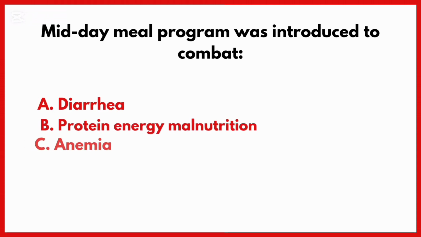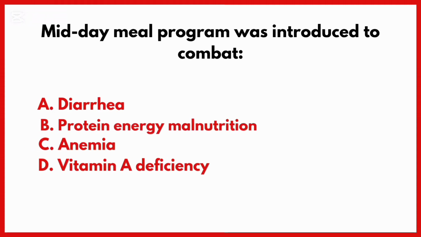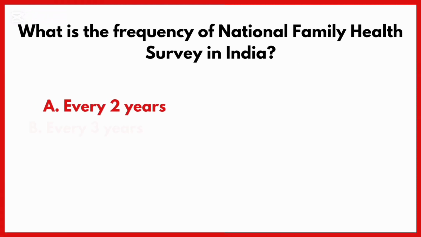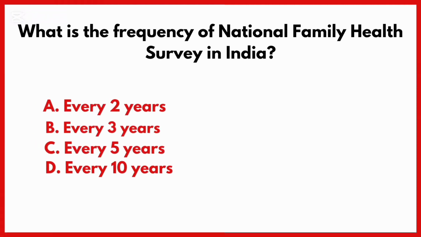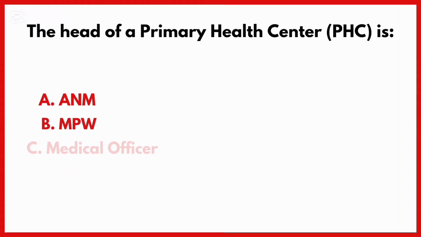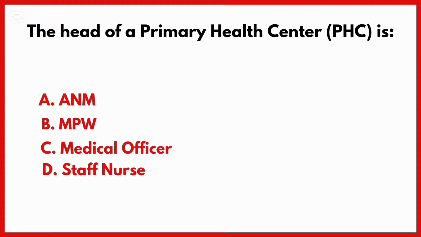Midday meal program was introduced to combat. Correct answer is option B, protein energy malnutrition. What is the frequency of National Family Health Survey in India? Correct answer is option C, every 5 years. The head of a primary health center is. Correct answer is option C, medical officer.